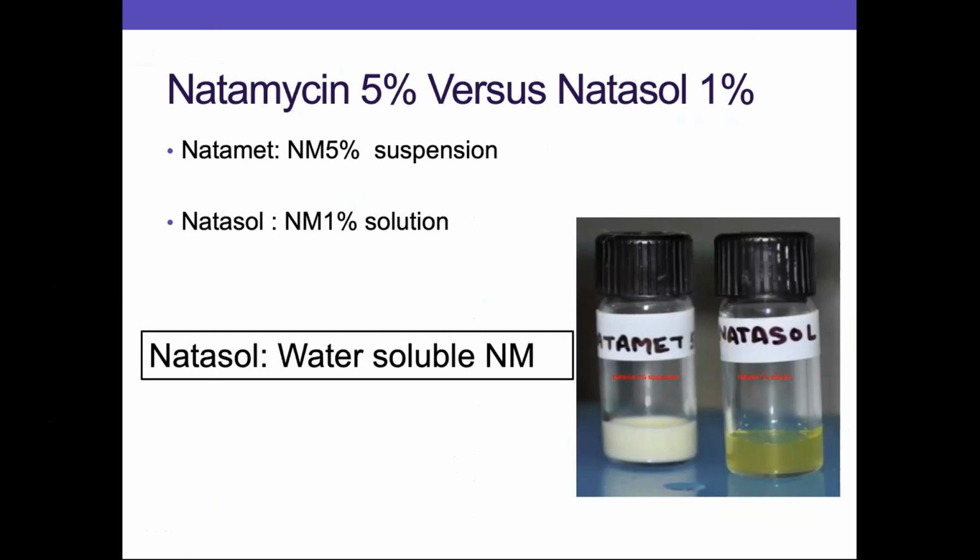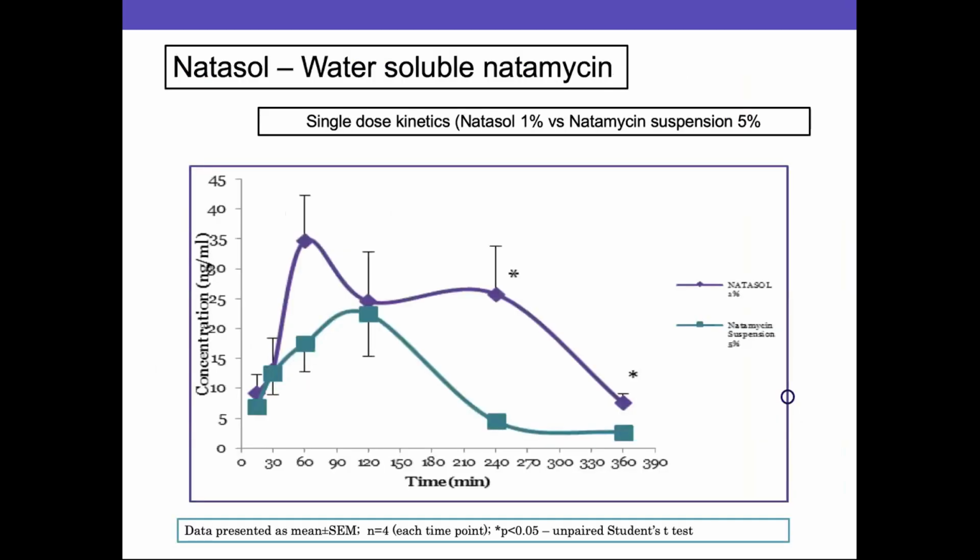Now, what we are also working at is to make the natamycin soluble. So this natamycin normally comes as a suspension like this. We've linked it to a polymer in our ocular pharmacology lab. It's become soluble like this. So the penetration is far better, which is also seen in the pharmacokinetic studies.